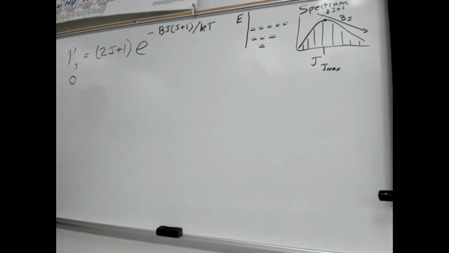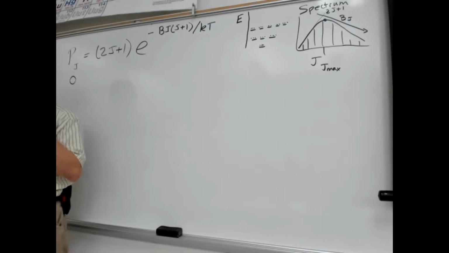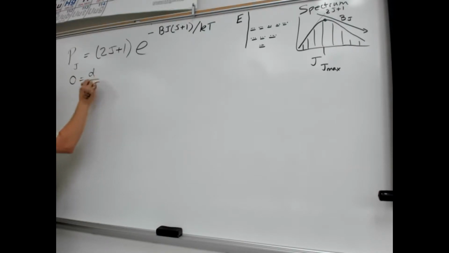We're just going to take the derivative with respect to J. Everything else we'll treat as constant. The rotational constant will be constant. Boltzmann's constant is constant. The temperature, when we solve for J max, will be for a given temperature, so treating that temperature as constant, we'll have J max. So we set the derivative with respect to J of P sub J equal to 0. That will tell us the max.